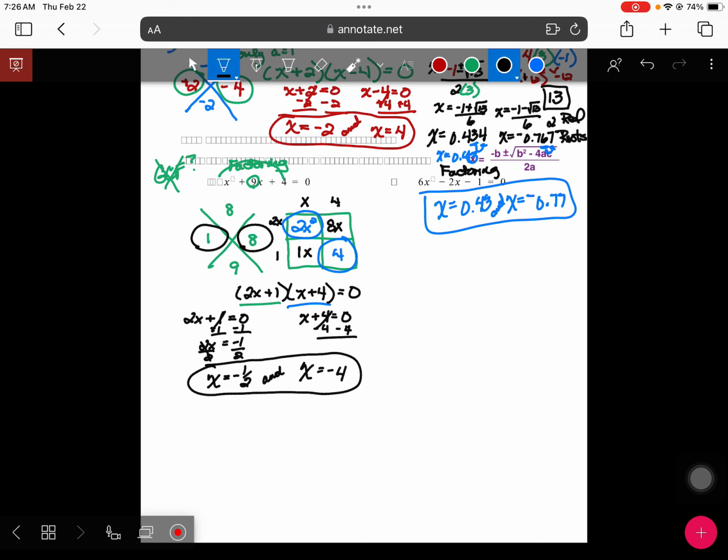Okay, so factoring, it's set equal to 0. Do I have a GCF? No. So we have 3 terms. We try X box. 6 times -1 is -6. My B term is -2. I need factors of -6 that add to -2.